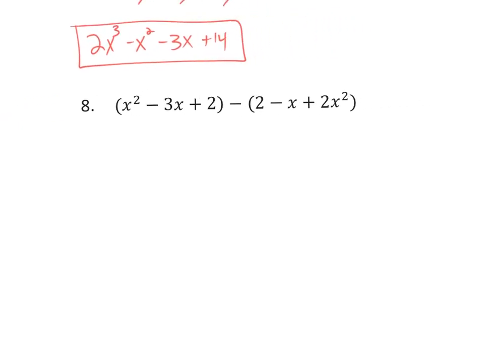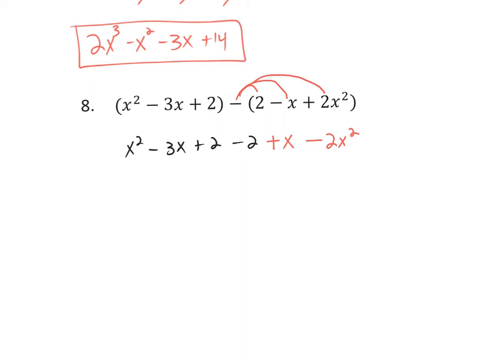Moving right along. Another subtraction problem. I got to distribute that negative sign, so I've got negative 2. Got a double negative, so that becomes positive x. I'm changing colors on us here. Negative times positive is negative 2x squared, and then everything else is going to get copied down.